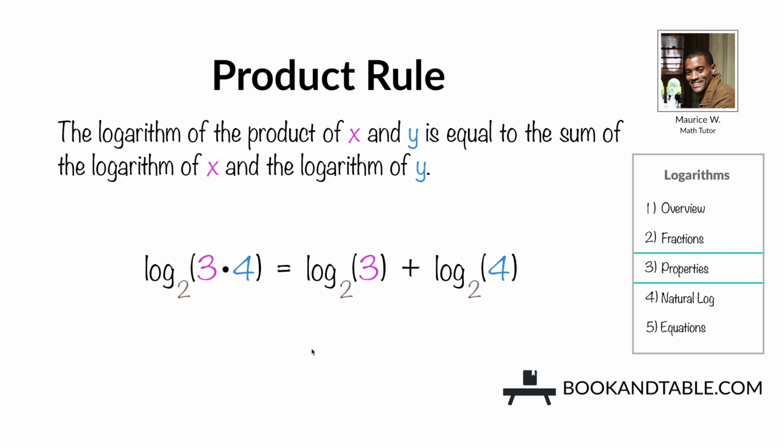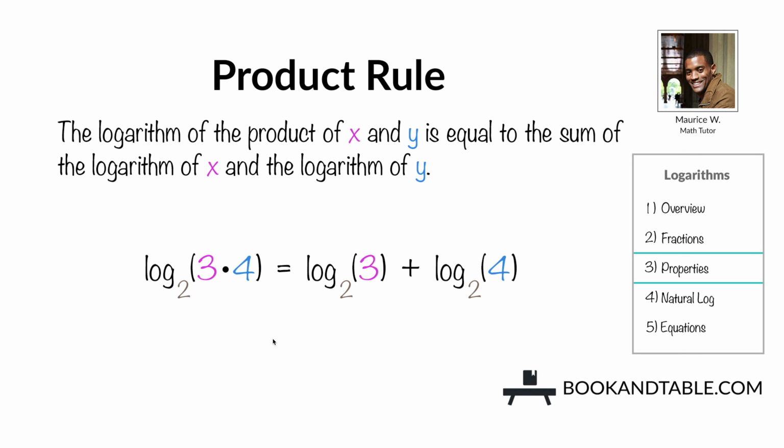Now remember, with the product rule, the singular logarithm will have an argument where we are multiplying two numbers. And we can expand this into two logarithms that have the same base, and we are adding those logarithms. The first term has the argument of the first number, and the second term has an argument that is the second number in the original argument.